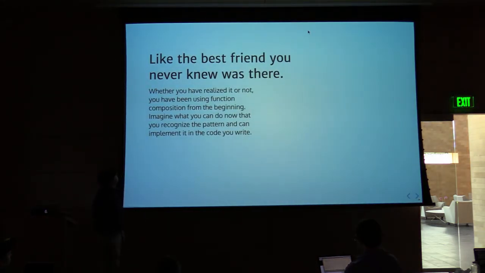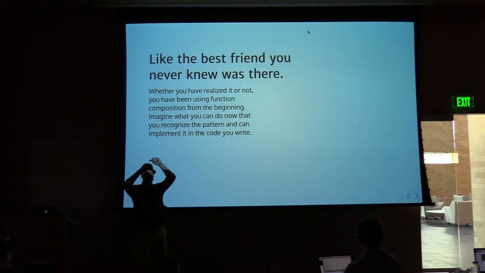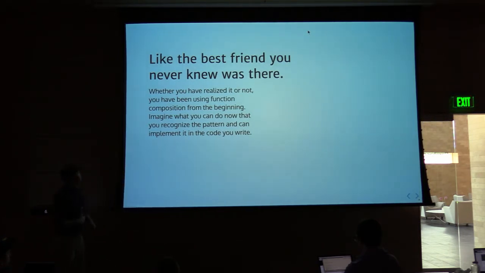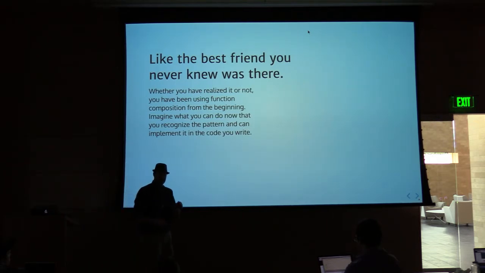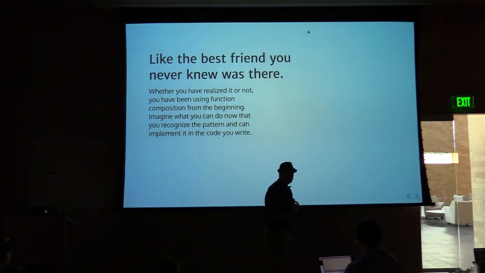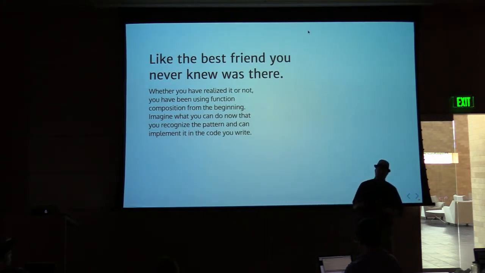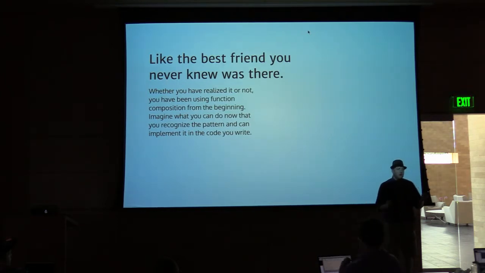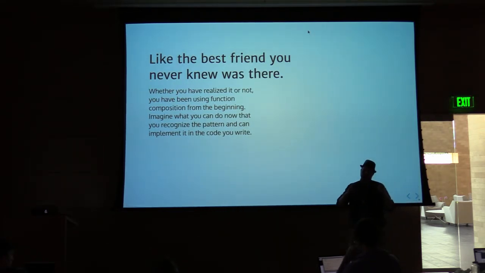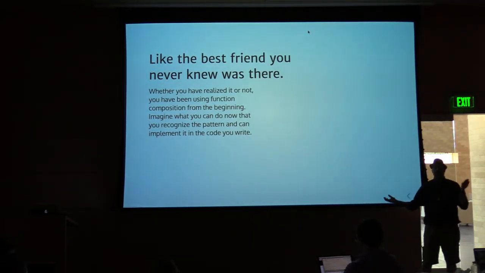So, kind of like the best friend you never knew was there. Whether you have realized it or not, you've been using function composition from the beginning of your JavaScript-ness, in all likelihood. Imagine what you can do now that you can recognize the pattern. Hopefully, as you go back and look at your code, you start to see function composition everywhere. Then you think, if this is just function composition, why am I doing all this garbage in one place? Why don't I factor this function, decide what kind of thing I'm doing, and introduce that as a new component in the pipeline? That thing becomes easily testable, and then you just have this composition of things.